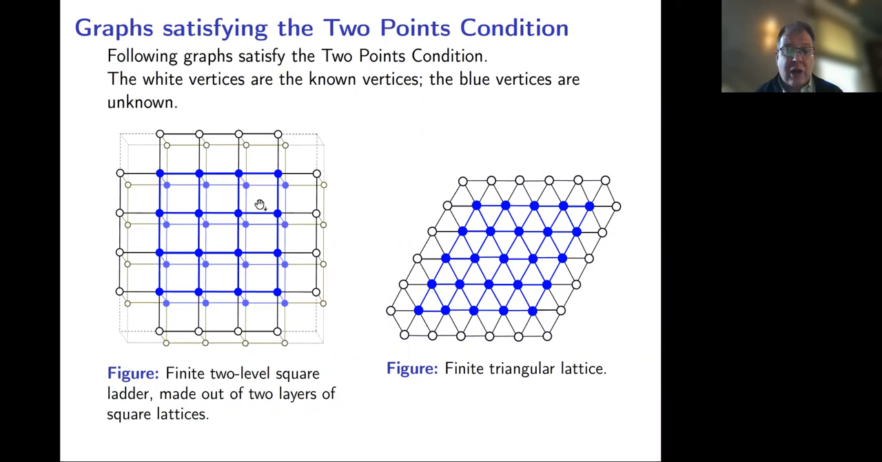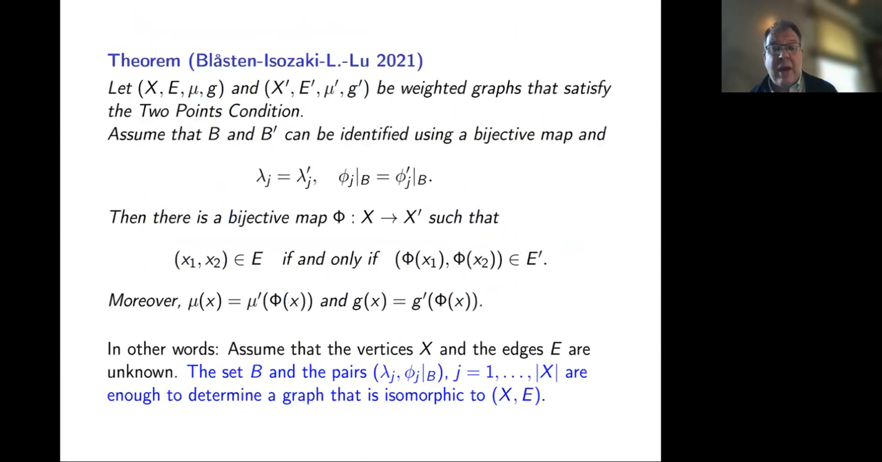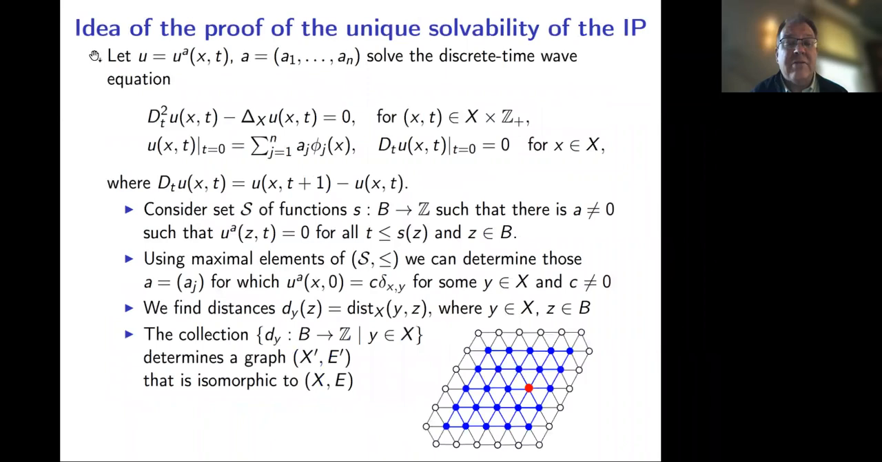So let me now explain the main ideas of this proof. Suppose we are given the observation set B, which I will now call a boundary set, because in the pictures it's always a boundary set. If we know the eigenvalues and the restrictions of eigenfunctions to it, then we can determine the graph uniquely. This is slightly technical, and it imitates techniques that we used for partial differential equations, especially for the wave equation. Let us consider the discrete-space, discrete-time wave equation.